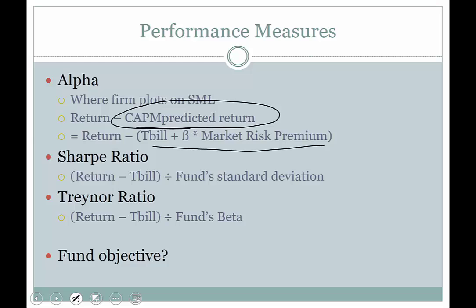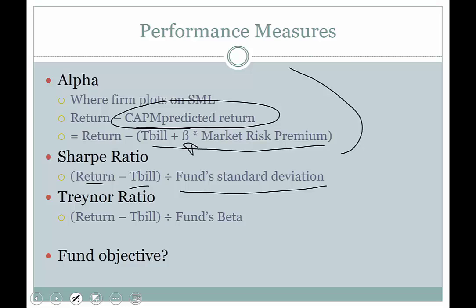The Sharpe ratio takes the return on the fund minus the return on the T-bill, and divides by the fund's standard deviation. So that's a measure of total risk. So it's how much excess return am I getting over and above the T-bill rate, divided by the standard deviation of the fund. And to go back to alpha for a minute, this is telling me how much return I'm getting over and above what I expect to get given the risk I'm taking measured by beta.